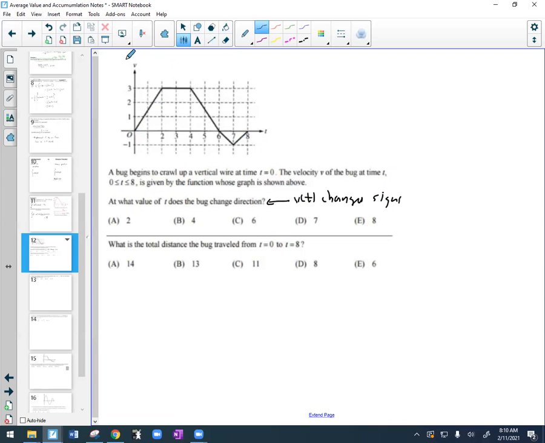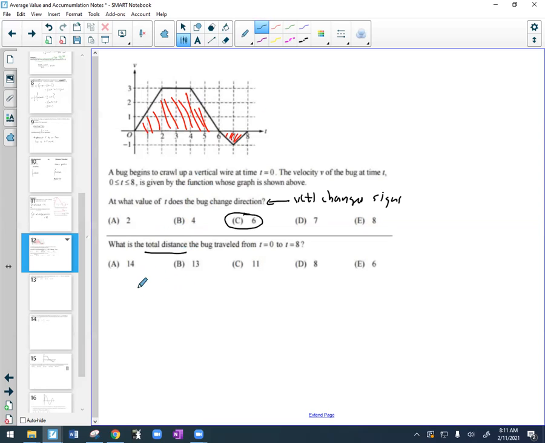v of t is actually the height of this graph. So it's positive, positive, positive, negative. It switches right there at 6. So the answer here is 6. But then for the total distance, you're going to find this area, and you're going to find this area, but you're not going to subtract this area this time. The total distance means the absolute value. So whatever this area is plus whatever that area is. No negatives. Total distance, absolute value, okay?